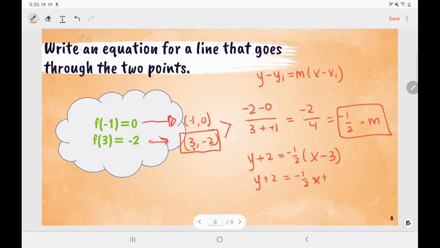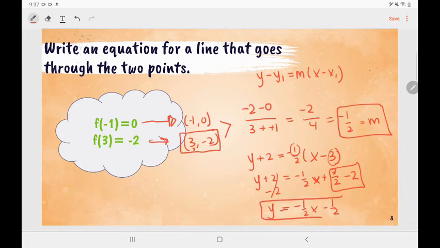And remember, when you multiply a fraction by a whole number, you just multiply the numerator by 3. So 1 times 3 is 3, divided by 2. And I cannot simplify that. So plus 3 over 2. Final step is to subtract that 2. I end up with y = -1/2 x. This can be simplified. 3/2 minus 2 is -1/2.